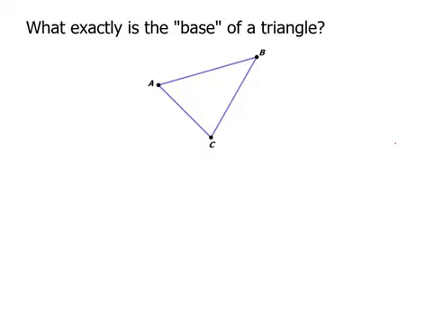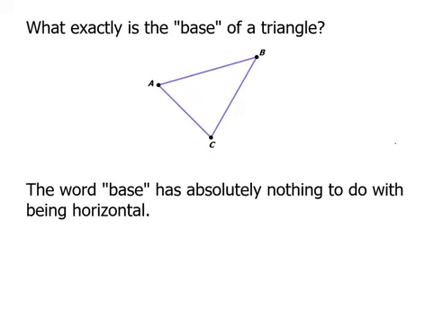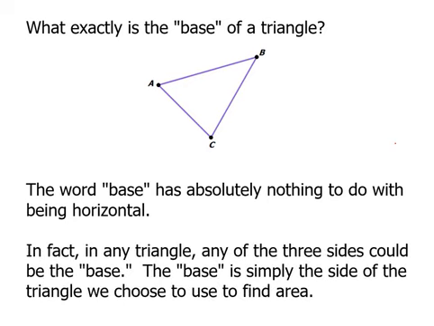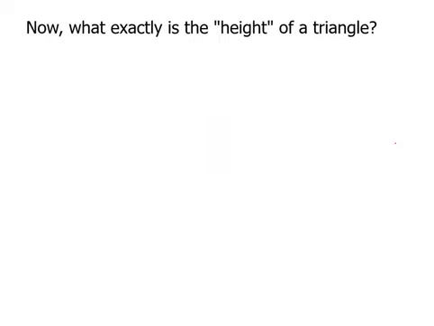So here's a triangle, perfectly good triangle. There's no horizontal line in this triangle. What exactly is the base? Well, it turns out base has nothing to do with being horizontal. In fact, in any triangle, any of the three sides could be the base. There are actually three different bases, and we call it a base when we use that side to find the area. So AB could be the base, AC could be the base, or BC could be the base. Any of those three could be the base. That's important idea number one.